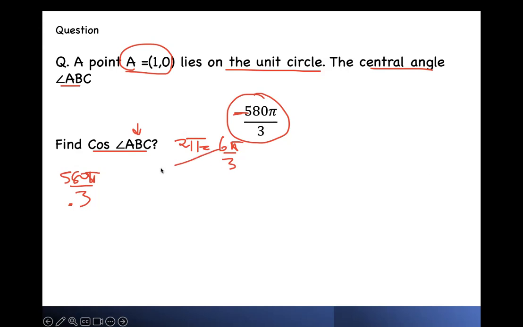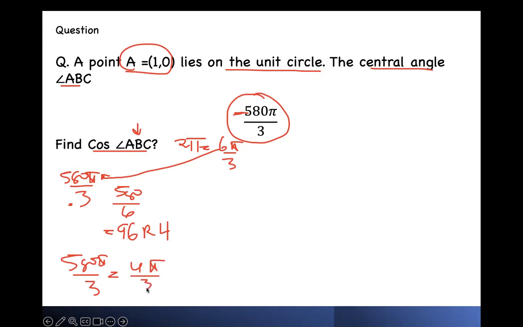And then you take the 6 and divide it into the 580. So you take 580 divided by 6. This will give you 96, but it doesn't go in completely. You'll be left with a remainder of 4 if you calculate it. That remainder 4 is now your reduced form. Therefore, 580 pi over 3 is 4 pi over 3. Our remainder becomes our pi.